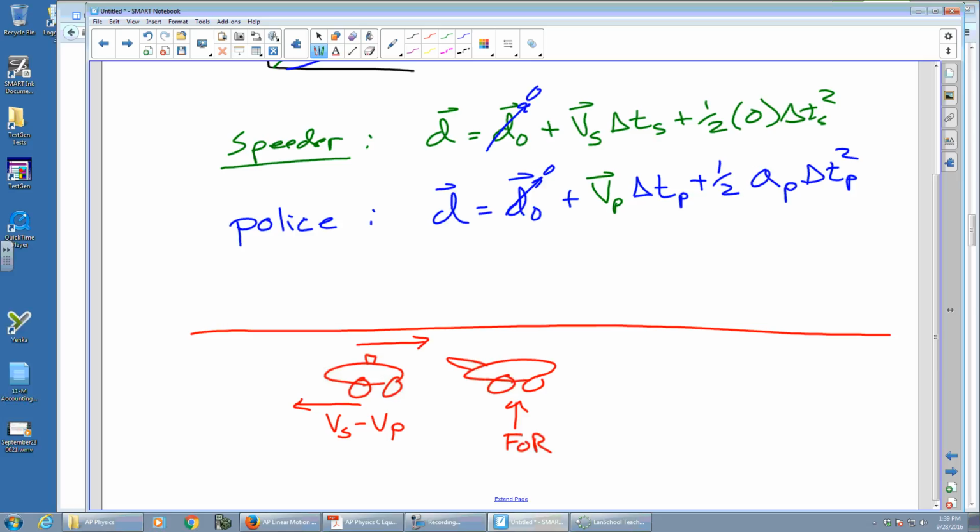They're still going to have that same acceleration. Of course, this is going to be fixed. And the acceleration would be the same for both frames of reference. It would only be different if the speeder were accelerating. So that kind of simplifies things. If that's fixed, it's how long it takes them to get there.